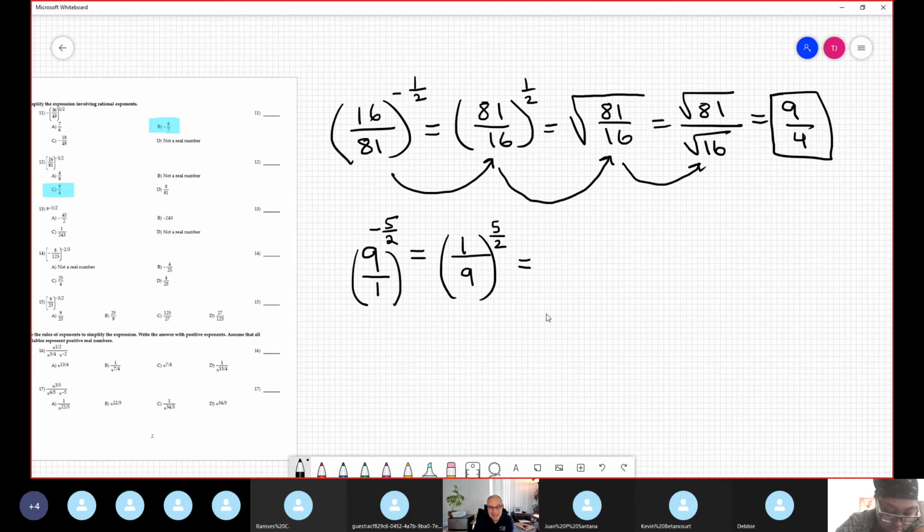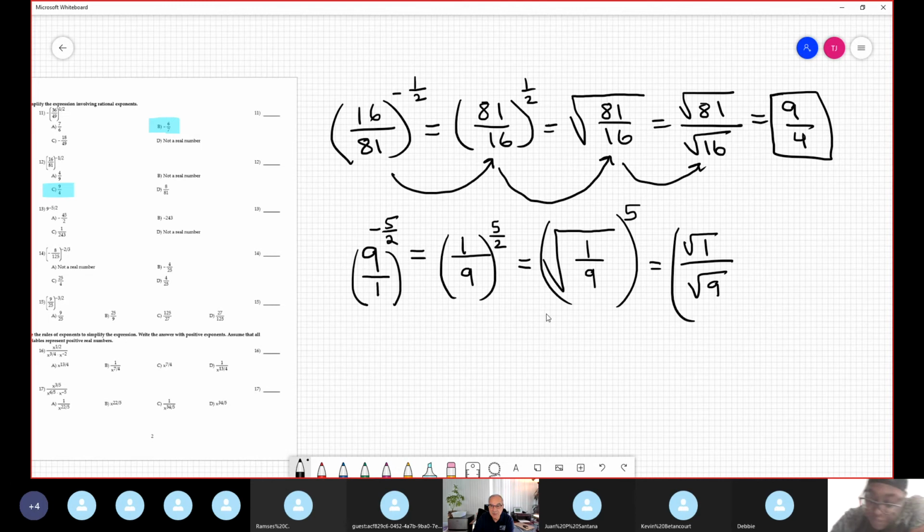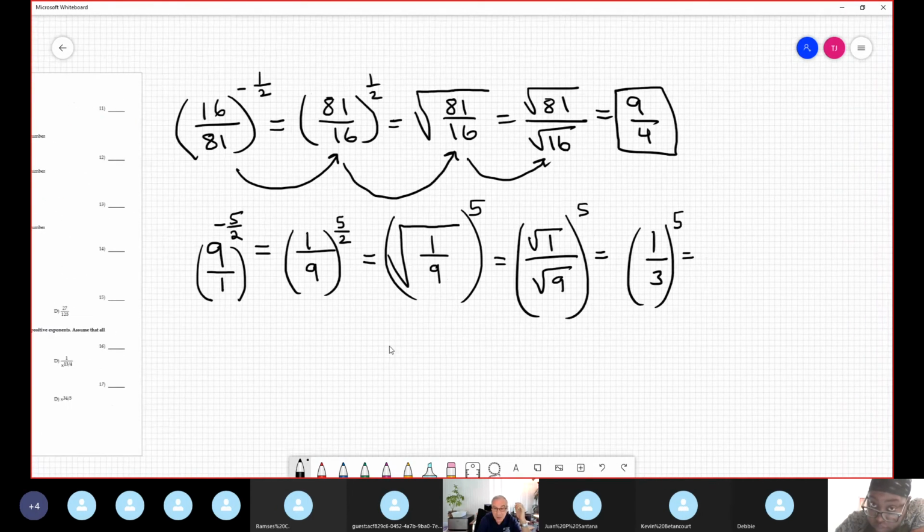Okay, now radical. Square root again, because the denominator 2 gives 1 over 9 raised to the 5th power. So radical 1, radical 9, which is easier, raised to the 5th power. Radical 1 is 1, and radical 9 is 3, raised to the 5th power. You know, 1 is a magic number. When you raise it to any power, when you apply any root, it's always 1. And this is 3 to the 5th power.